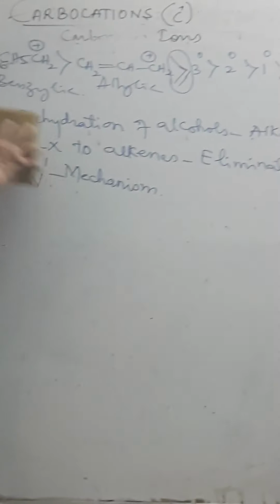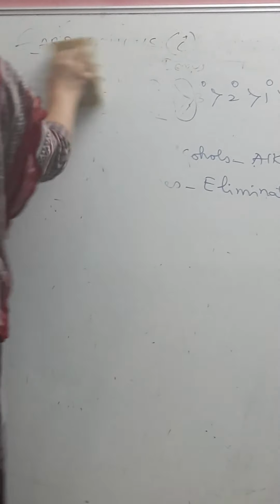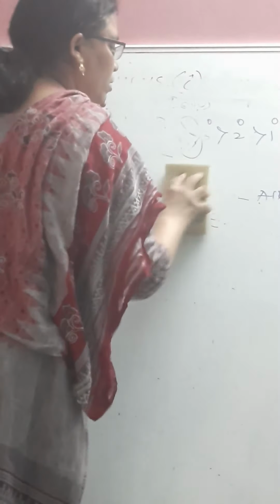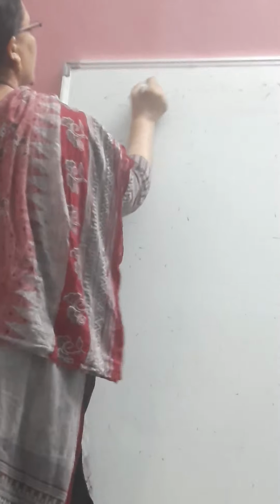The last reactive species is carbanion. Carbanion, what does it mean? Carbon carrying negative charge. Very simple to remember. Because earlier we said carbon with odd number of electrons are carbon free radical. Carbon with positive charge are carbocation. Carbon with negative charge, they are carbanion. We can call it as carbanion.